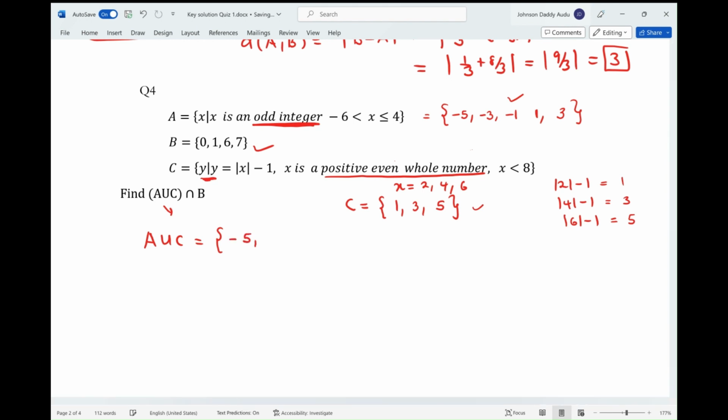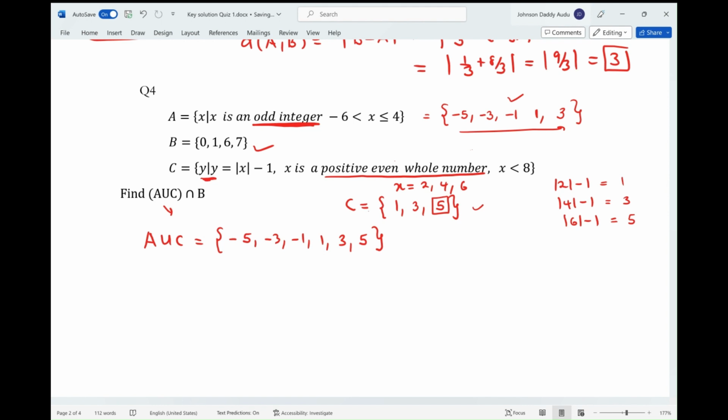So this is minus 5, minus 3, minus 1, 1, 3. These are all coming from A. But if you look at C, C has an additional element that is not in A, 5, right? So it means we need to add that 5 also to the set A union C. So we have A union C will be this.